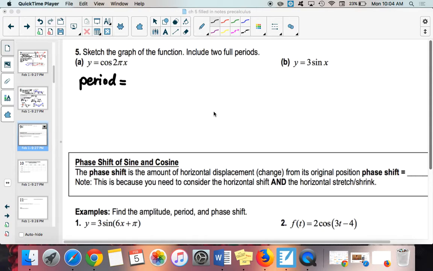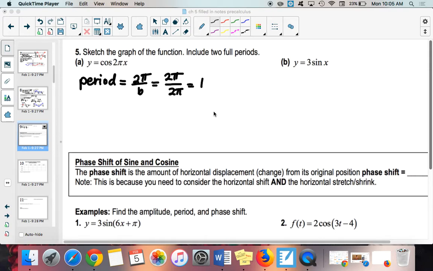It's a horizontal compression because we multiplied an x by a number, right? When we multiply x by a number, it does the opposite. So we do a horizontal compression by 2 pi. The formula is that we take 2 pi divided by our b value. The b value in this case is 2 pi, so our period is 1.